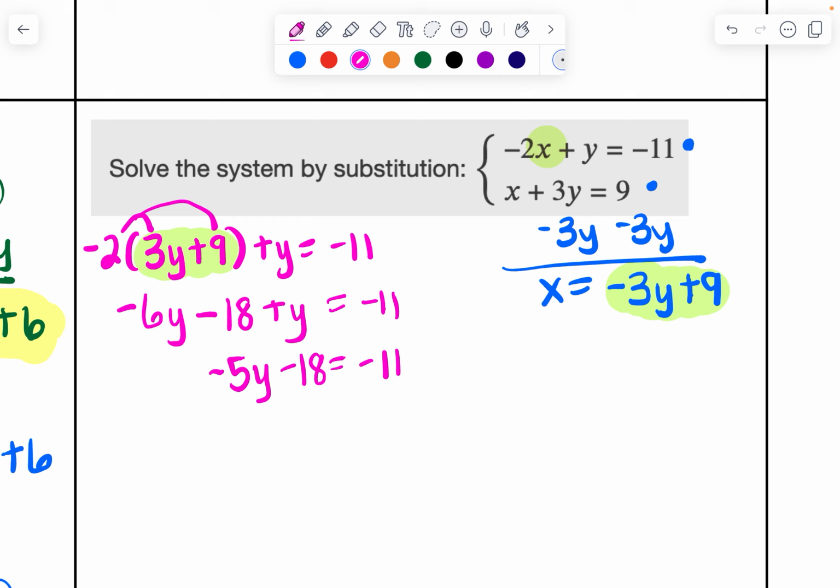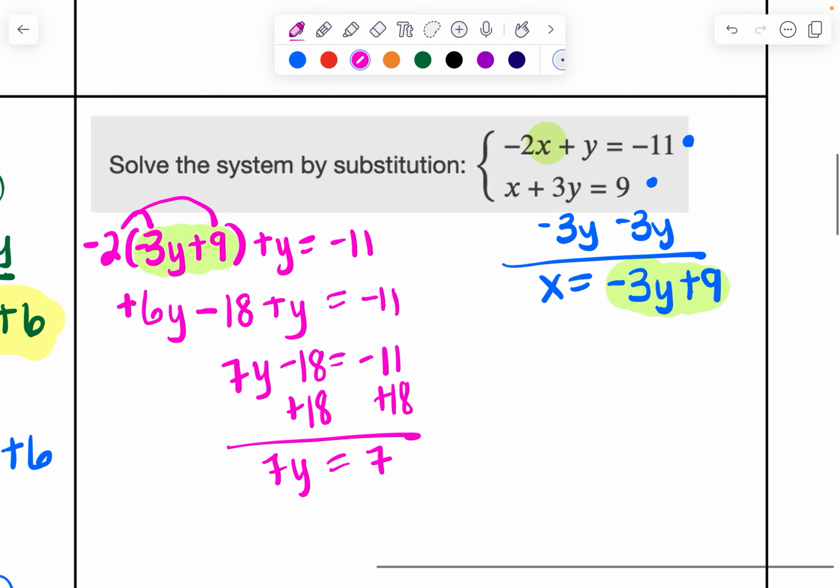Oh, I made a little mistake here, didn't I? It's negative 3y, which makes this positive 6y, which makes this positive 7. There we go. Adding 18 to both sides. 7y is 7. And then dividing both sides by 7, we'll get that y is 1.